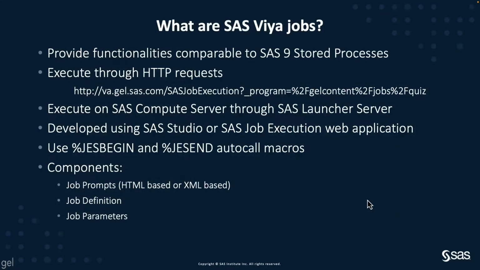The SAS Viya Jobs provide functionalities that are similar to the ones of the SAS 9 stored processes. SAS Viya Jobs are executed from the web through HTTP requests, and the requests are sent to the SAS job execution endpoint. Behind the scenes, the jobs are executed on a compute server, which is the replacement of the SAS workspace server or the SAS stored process server.